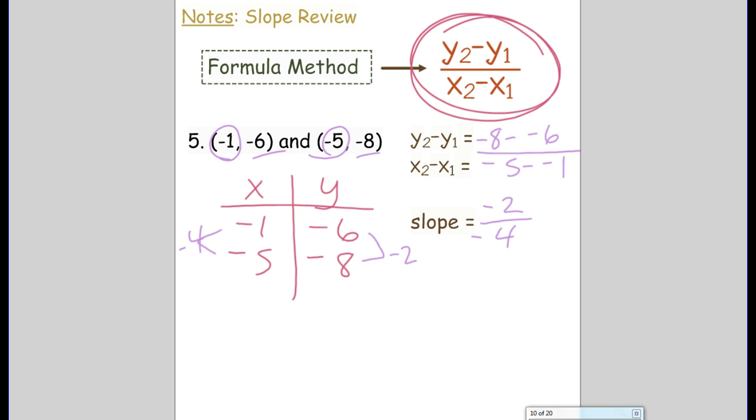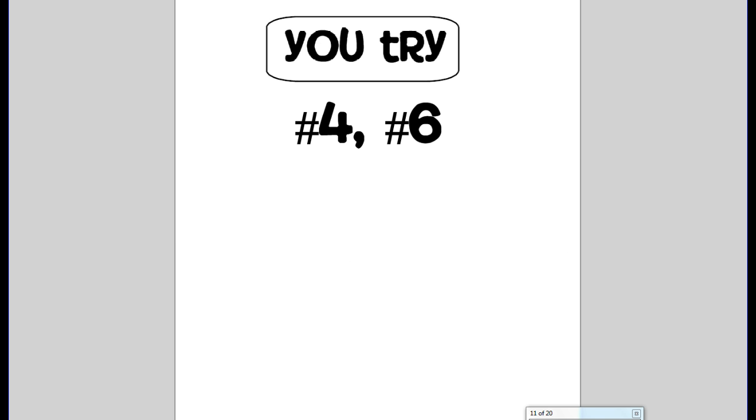Claire, what'd you get for your final answer? Almost. The delta y is negative and the delta x is negative. So when you have two negatives, they cancel. So what's your answer? 1/2. The slope is exactly 1/2. Maybe? Yep. Try 4 and 6. Do the table way or the formula way, whichever one you're better at.